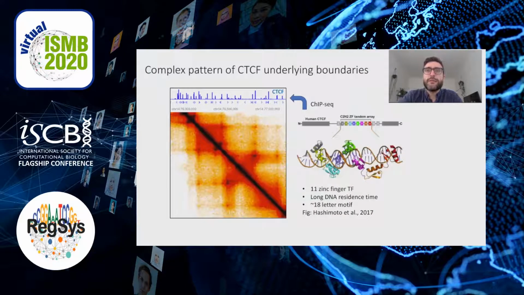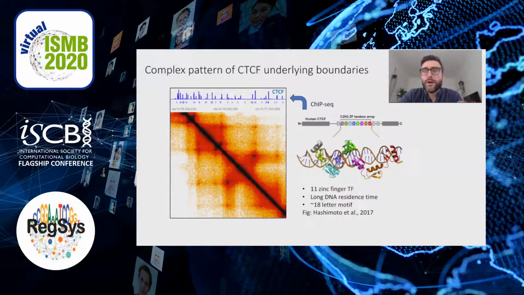CTCF is an 11 zinc finger protein that binds specific locations across the genome with an approximately 18-letter DNA motif. It's thought to halt this process of loop extrusion by cohesin in an orientation-specific fashion. And this interplay is what's thought to create those rich patterns of peaks and boundaries across the genome that depend in part on the layout and strength of the CTCF sites.